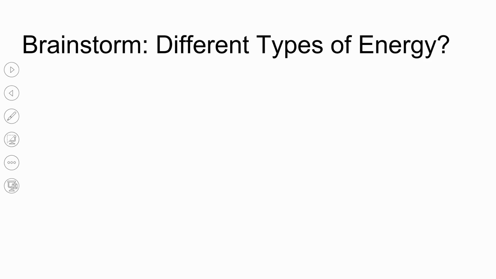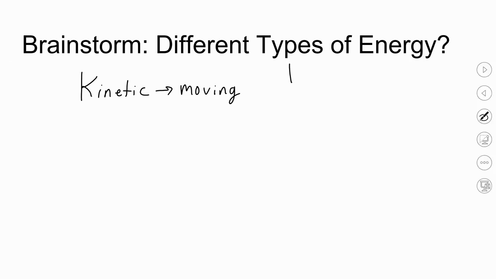Oops. There we go. Okay, so what are some energies? Kinetic. What's kinetic energy? Movement. Good. Anything that's moving has kinetic energy. Good. Moving energy. Okay, anything else? Other types of energy. Potential. Good. Potential energy. So there's a lot of different types of potential energy. Which one are you thinking of?